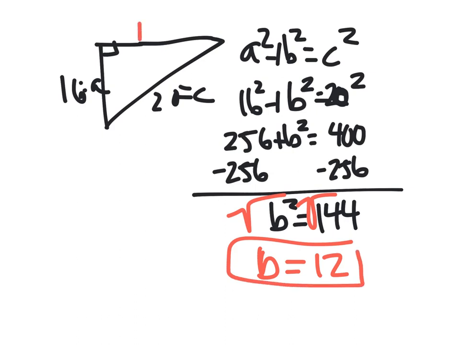So go back up, put it in, double check. This needs to be smaller than my hypotenuse, which was 20, and it is smaller. So this is how to solve for a missing leg. Doesn't matter which leg, this is how you solve for it. All right, good luck.